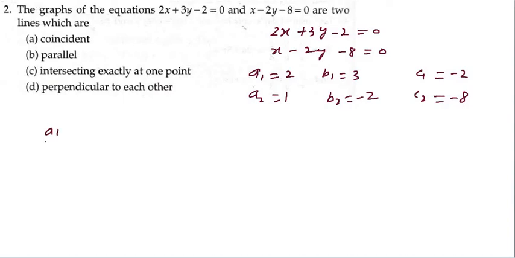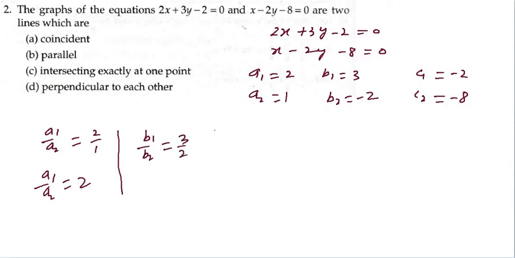Now find a1 upon a2. a1 upon a2 is 2 upon 1, so a1 upon a2 is equal to 2. Now we find b1 upon b2. b1 is 3 and b2 is minus 2. And here c1 upon c2 is equal to minus 2 upon minus 8. Minus minus cancel out, so we get 1 by 4. c1 upon c2 is equal to 1 by 4.